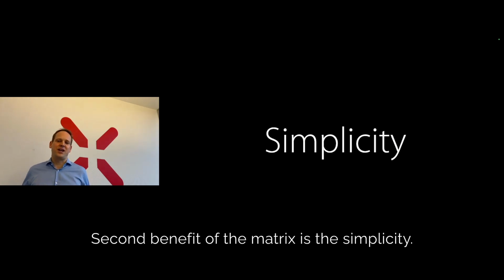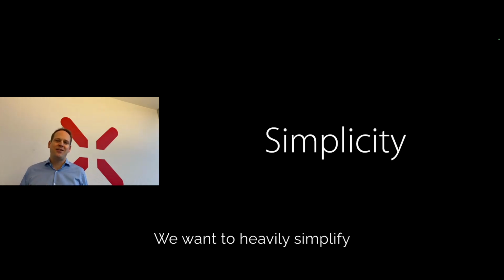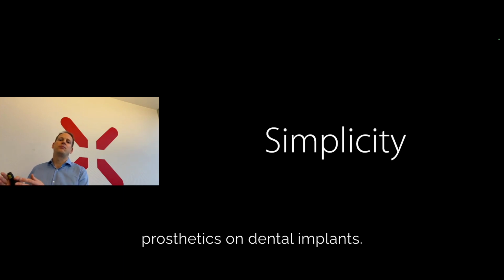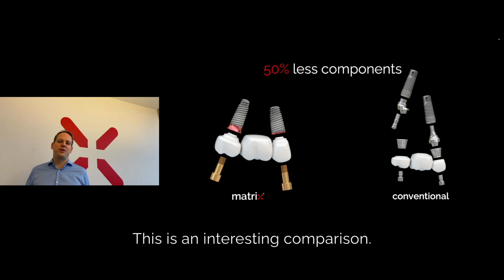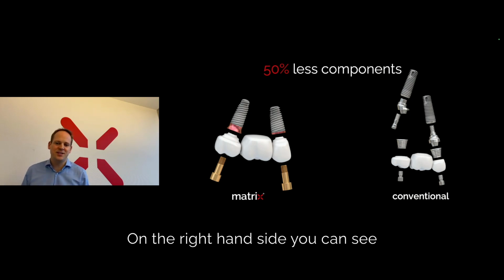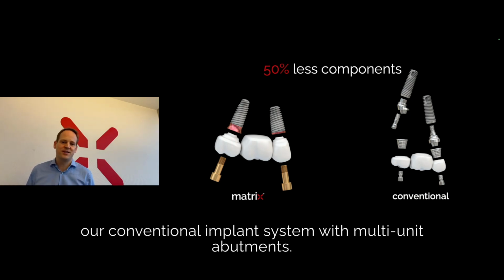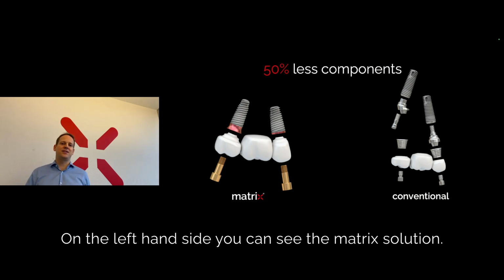Second benefit of the matrix is the simplicity. We want to heavily simplify prosthetics on dental implants. This is an interesting comparison. On the right-hand side, you can see our conventional implant system with multi-unit abutments. On the left-hand side, you can see the matrix solution.